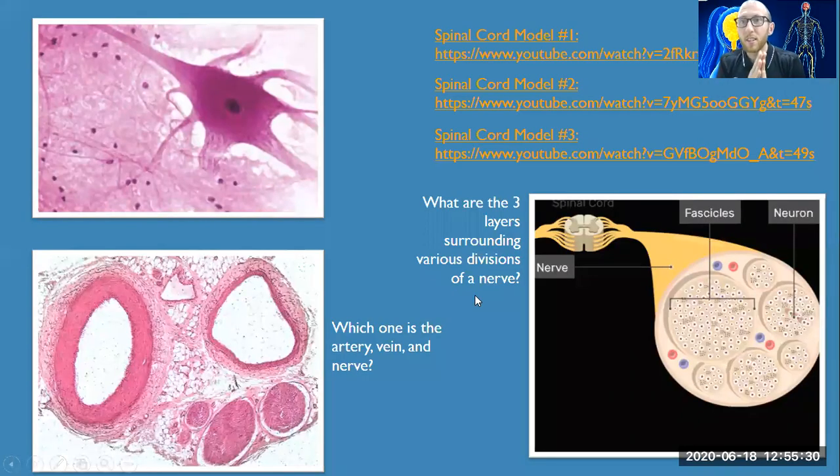Something you'll also notice in this PowerPoint is a lot more questions that aren't going to be answered until we meet in our small group. For example, what are the 3 layers surrounding the various divisions of a nerve? And which one of these within the histology slide is an artery, a vein, and a nerve? So look for those questions, and be ready to answer them when we meet as small groups.